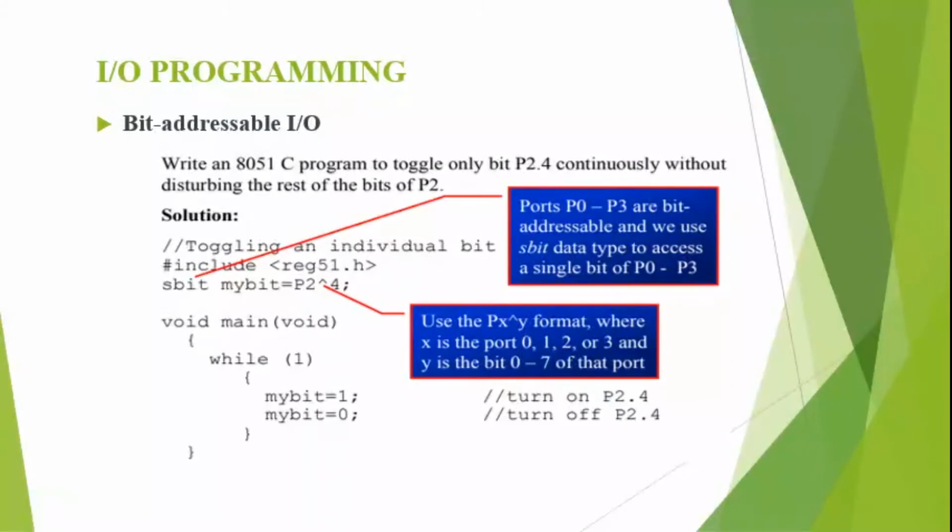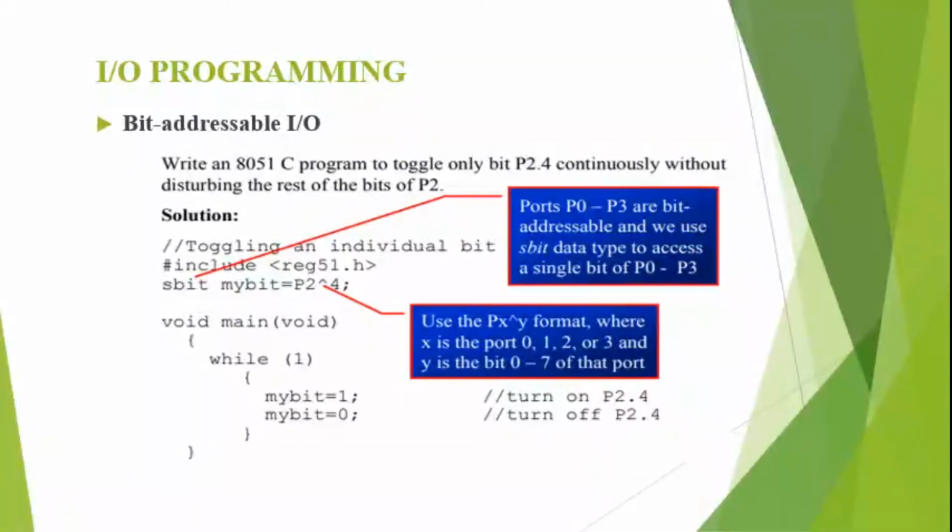Next we have bit addressable IO programming. So for example, write an 8051 C program to toggle only bit P2.4 continuously without disturbing the rest of the bits of port P2. So port 2's D4 bit has to be toggled, so it is assigned to the variable myBit using the data type sbit. Sbit is the data type for accessing a single bit of the addressable memory. Ports P0 to P3 are bit addressable, so we can access a single bit of the ports using the sbit data type.